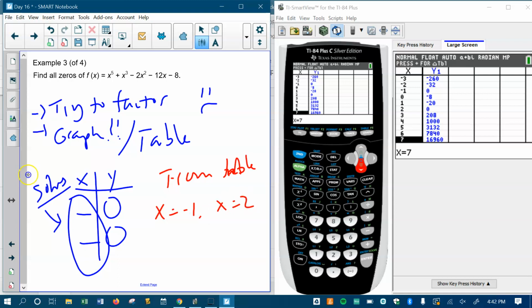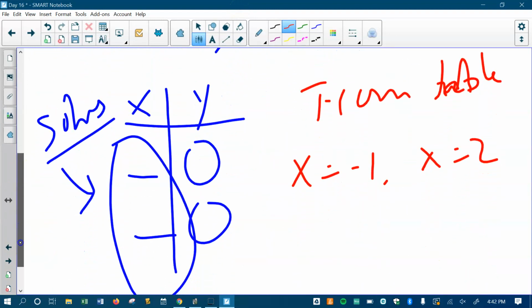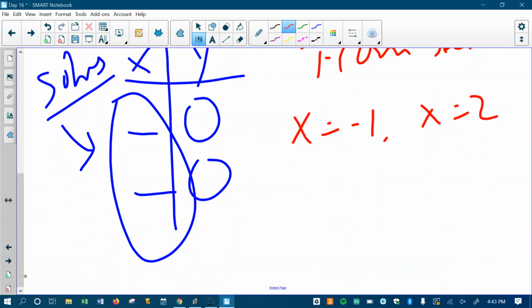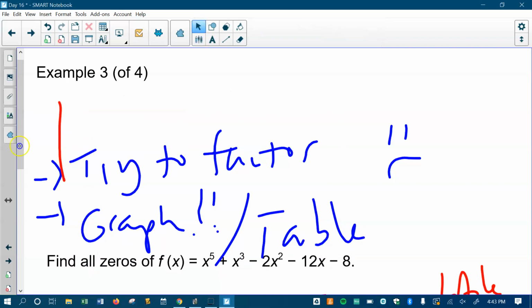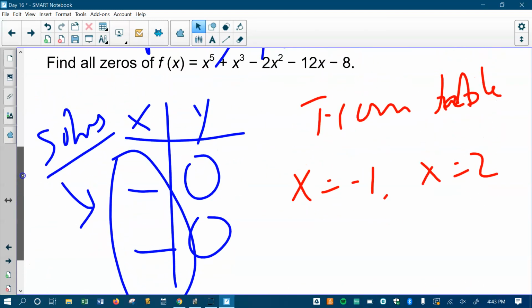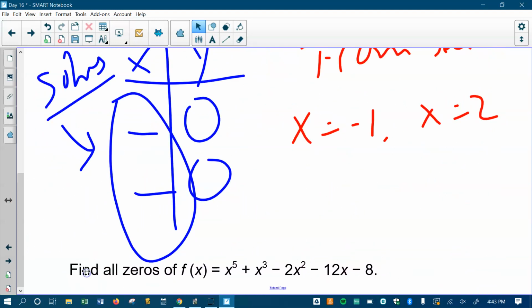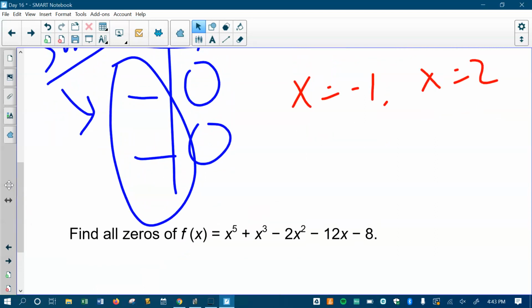Now, I'm going to go and do some synthetic division on this. All right. So let's go and do synthetic division here. I'm going to bring this down here so I can actually see what I'm supposed to do. And again, x equals -1 and x equals 2. So let's see what we have here. Let's test -1 first.